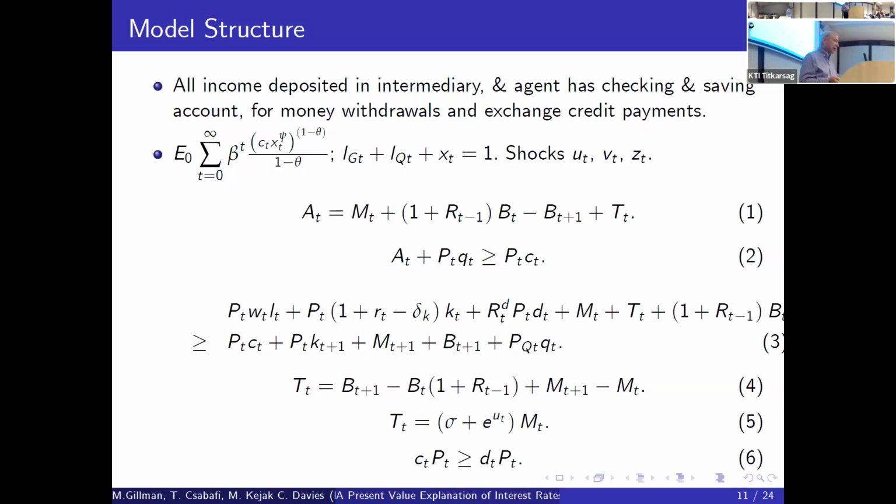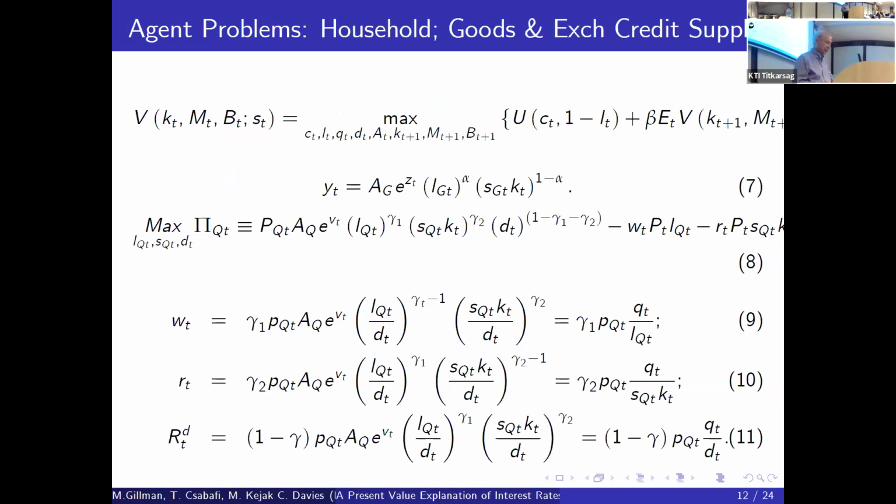People do this in a lot of ad hoc ways, especially in the new Keynesian literature. It's a reasonable question. I always think of how to answer that myself.